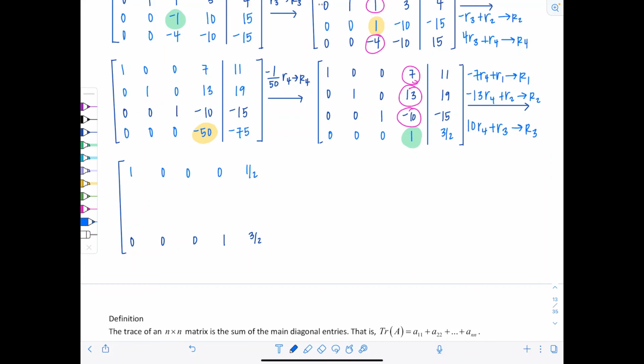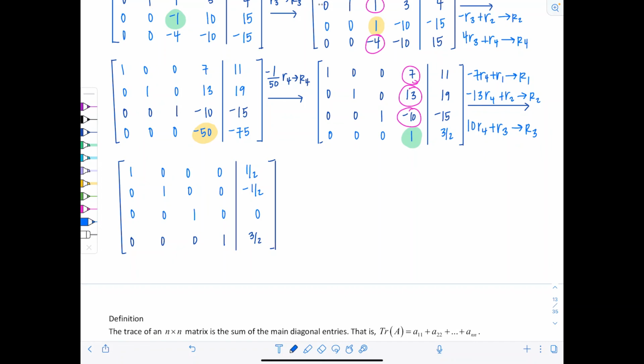Okay. Negative 13 times row 4 plus row 2, so this stays 0, 1, 0, 0. Negative 13 times 3 over 2, that's negative 39 over 2, plus 19 is negative 1 over 2, so this is a negative 1/2. And then this is 0, 0, 1, 0. So 10 times 3 halves is going to be 15, plus negative 15 is 0. Nice. We're all done. Oh, look at that, we survived.